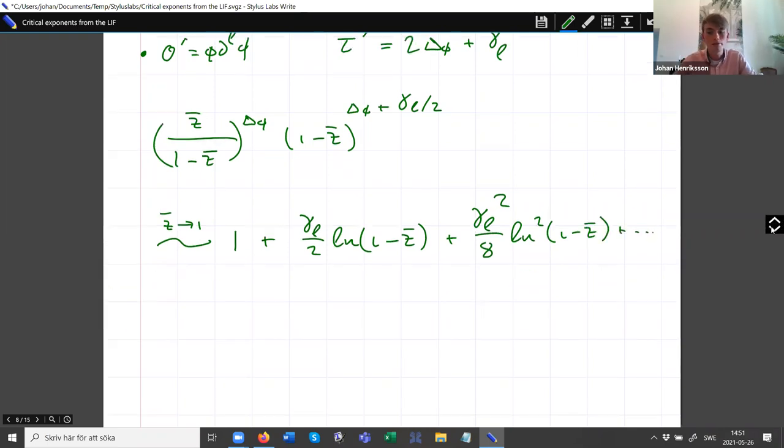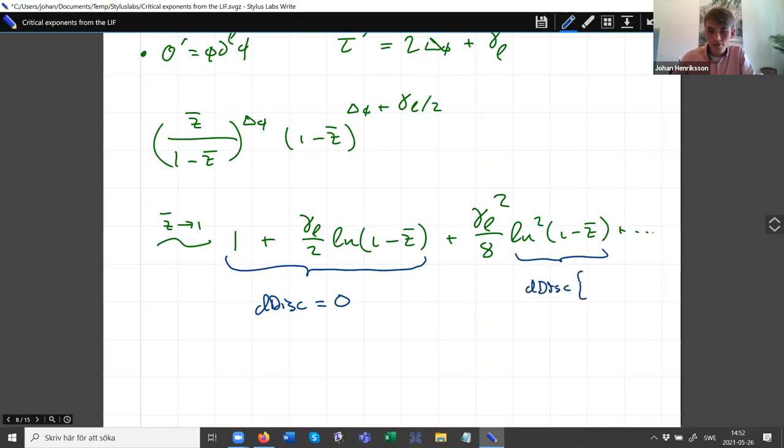And now something quite remarkable happens, because we're meant to evaluate this inside a double discontinuity. So if you look at these first two terms, actually they have vanishing double discontinuity. And only the third term here has a non-zero double discontinuity. Actually, from the definition, you can work out this equals 4 pi squared.